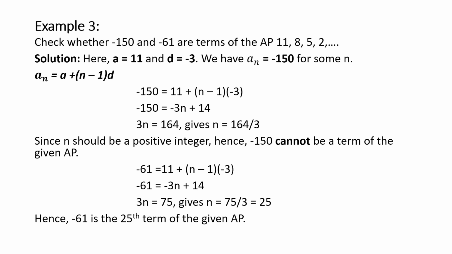But n is the number of term. So n should be a positive integer, which is not true over here. So minus 150 cannot be the term of the given AP. N is not an integer, so it will not be a term of the given arithmetic progression. But suppose if you have minus 61. Minus 61 is equal to again A plus n minus 1 into D. A is 11, D is minus 3. Solving this, we get n as 25. So we can say minus 61 is the 25th term of the given arithmetic progression.